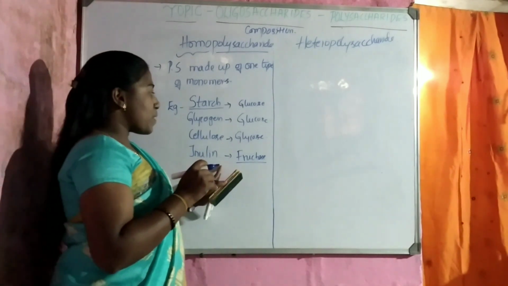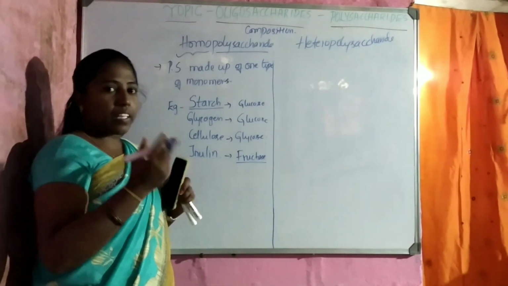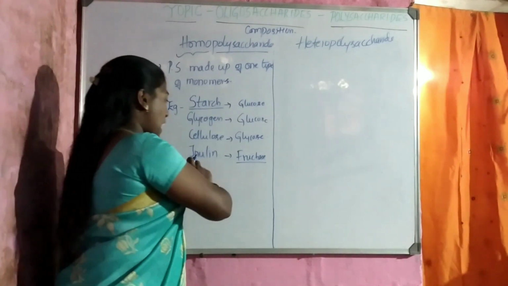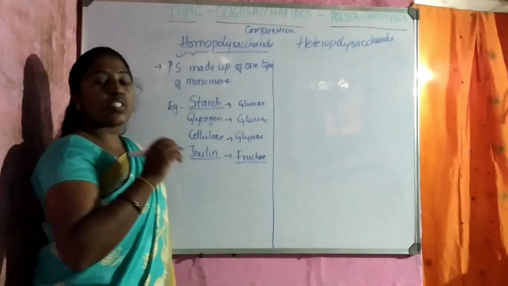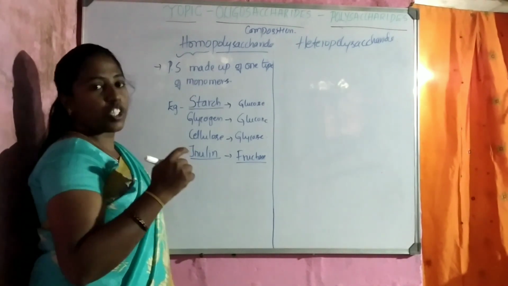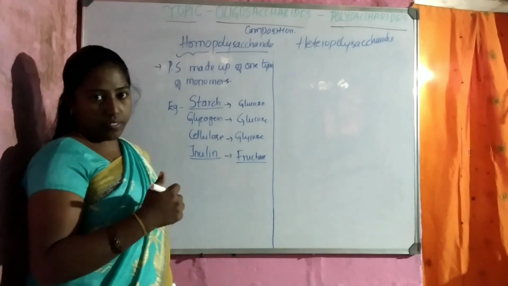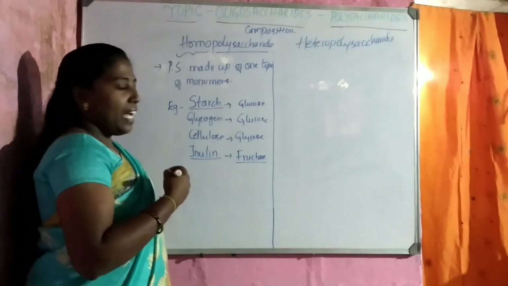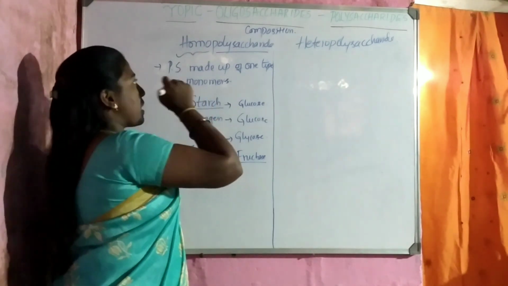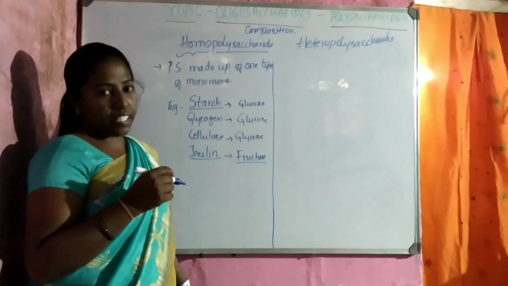As we discussed, polysaccharides are tasteless and insoluble in water. But inulin is soluble in water. In some cases it is used in the production of ice creams and so on, and it even has some sweetness. Okay, so this is regarding the homopolysaccharide.